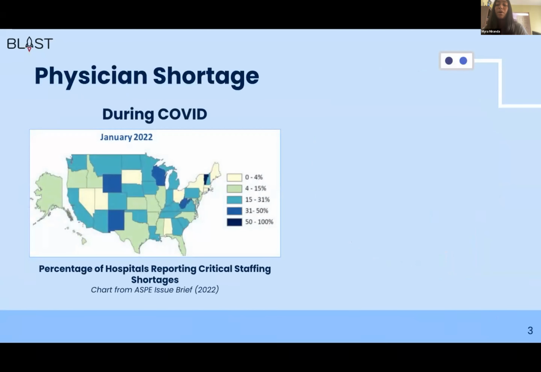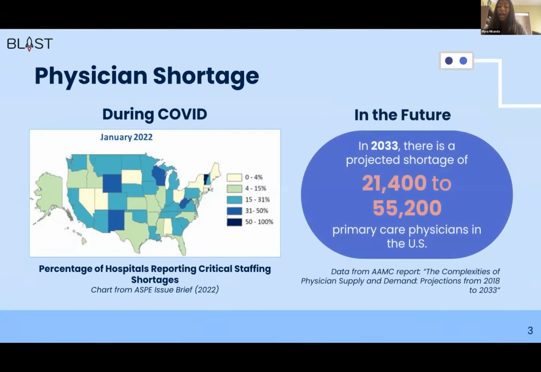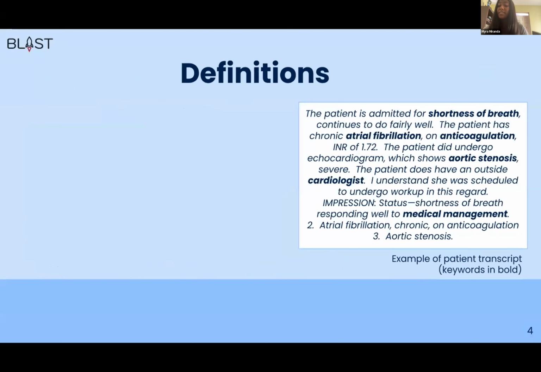The pandemic exposed our shortage of physicians, especially those in primary care. As you can see in this first chart, during a surge of COVID this year, many states had about 15 to 31% of hospitals reporting critical staffing shortages. This issue is not expected to get any better, as in the future, there's a projected shortage of 21,400 to 55,200 primary care physicians in the US. This further reinforces why a solution is necessary.